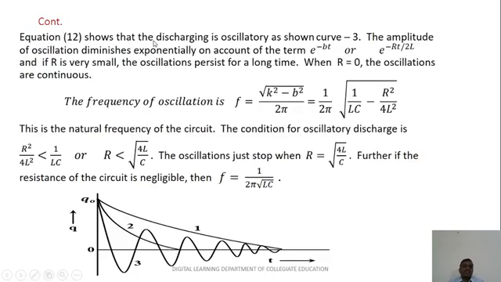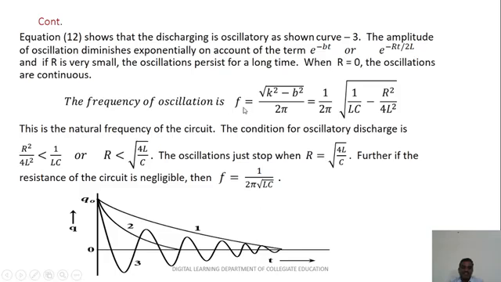This equation shows the discharging is oscillatory, and that you can see in the curve 3. The amplitude of oscillation diminishes exponentially. The oscillations keep on decreasing exponentially on account of the term e to the power of minus bt. And if r is very small, the oscillation persists for a long time. When r is 0, the oscillations are continuous.